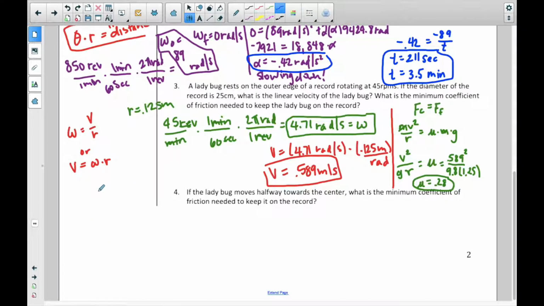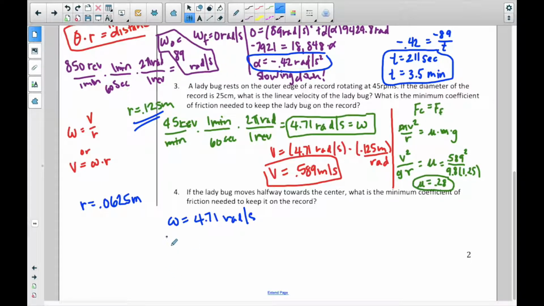If she moves halfway into the middle, it says halfway towards the center, so she's going to cut that radius in half. Whereas the radius used to be 0.125, we need to cut that in half. So we take 0.125 and divide by 2. And so now our radius is 0.0625. Again, our angular speed is still the same, 4.71 radians per second. But the difference is we have a different radius.